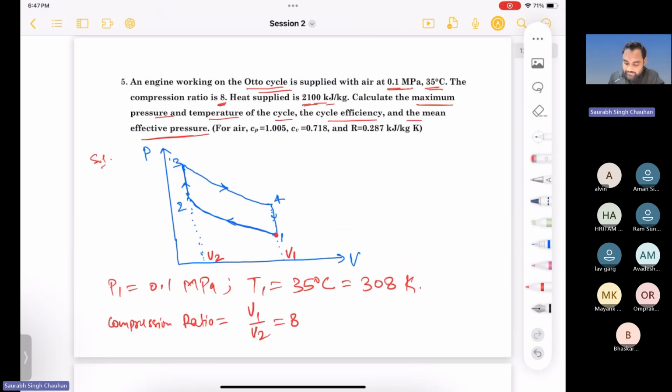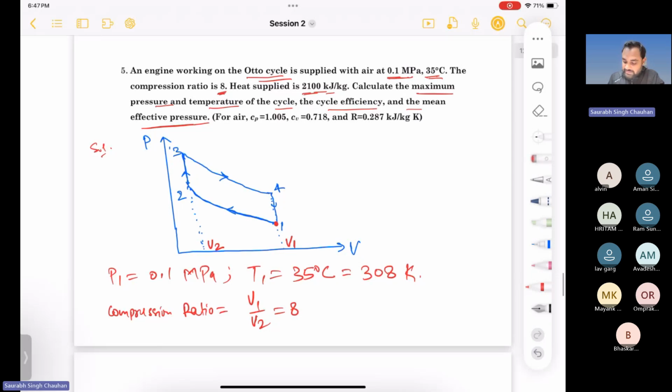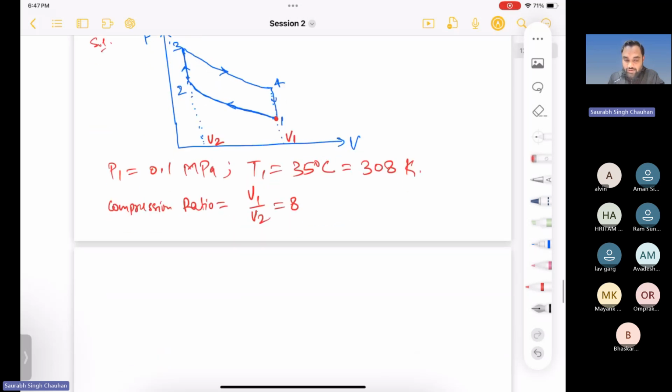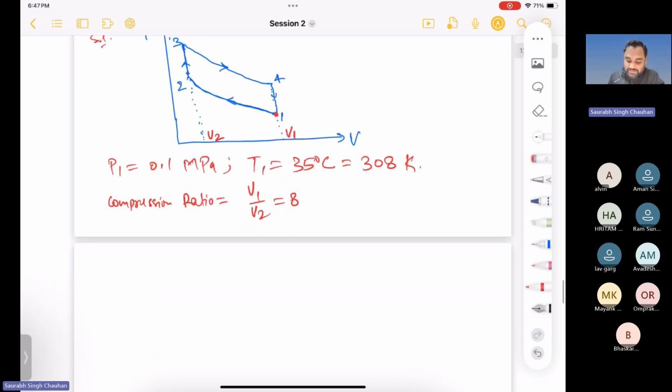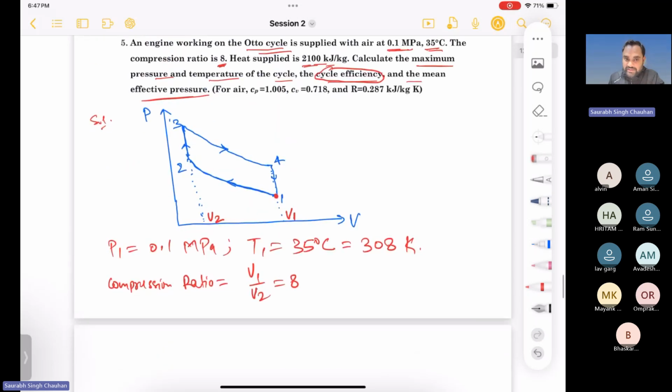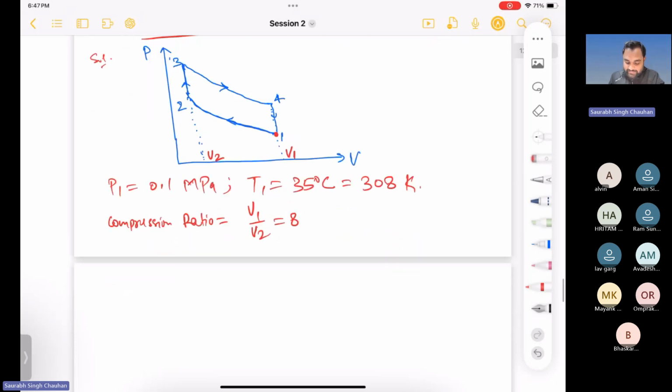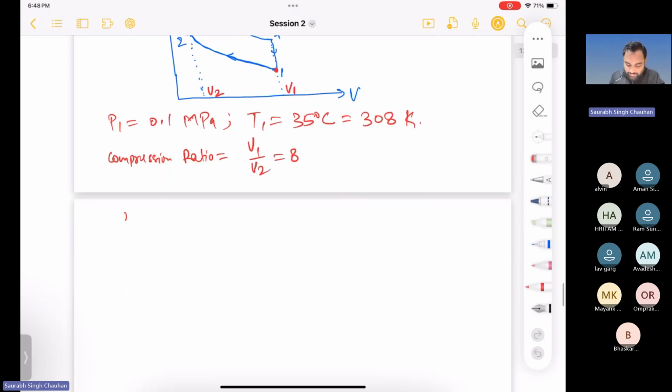Heat supplied is 2100 kilojoule per kg. Okay, that we will use in some later steps. We have to find the maximum and minimum pressure and cycle efficiency. For cycle efficiency, it is very easy. You can just substitute in the formula, or you can do all the calculations: how much work output is there, how much energy you are putting in, then you can divide and get the efficiency. But using the formula itself, you can get it straightforward.